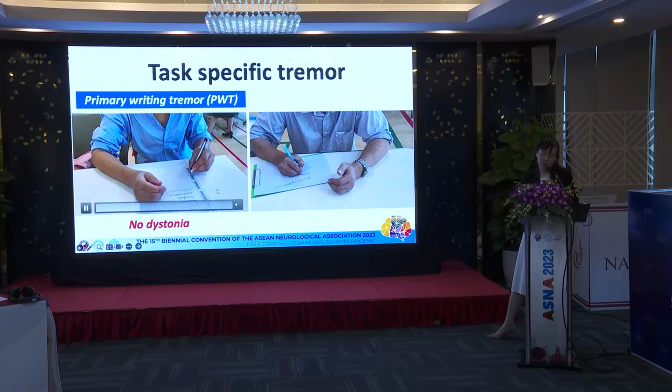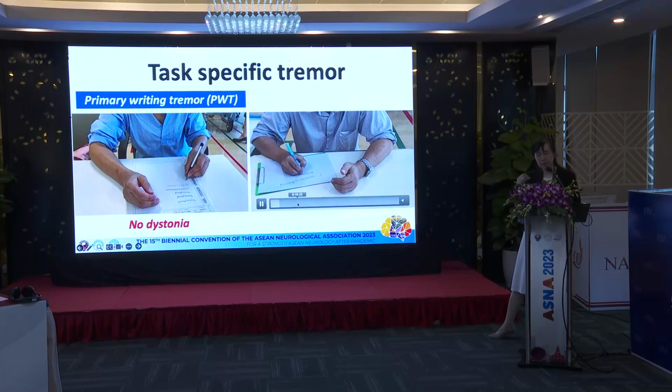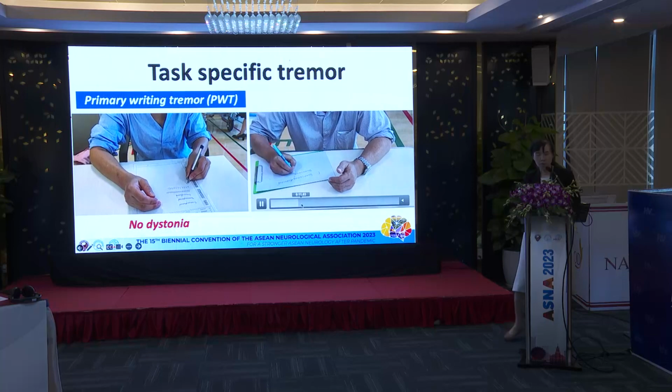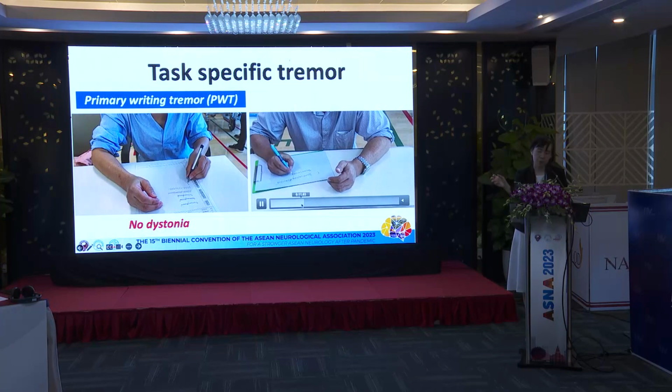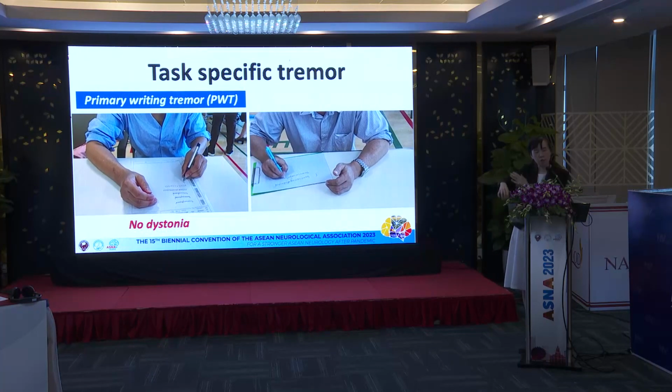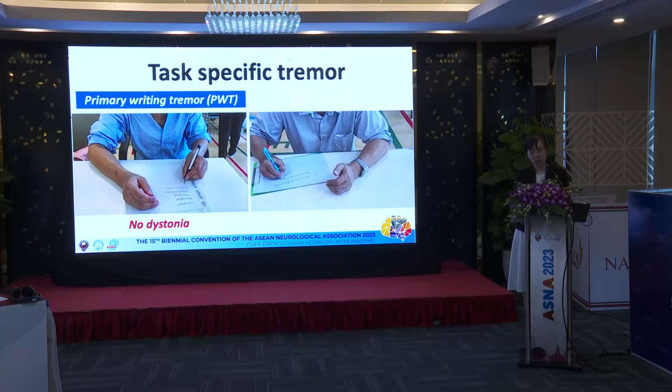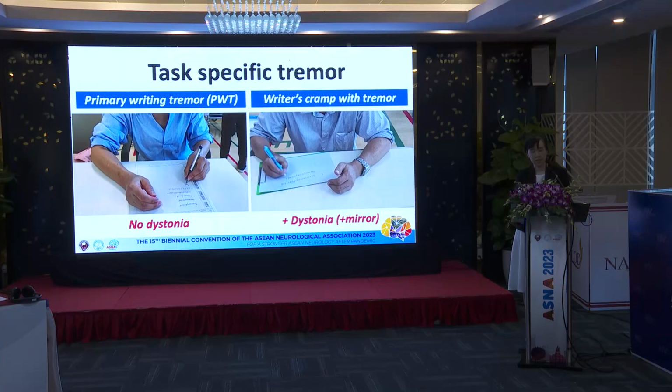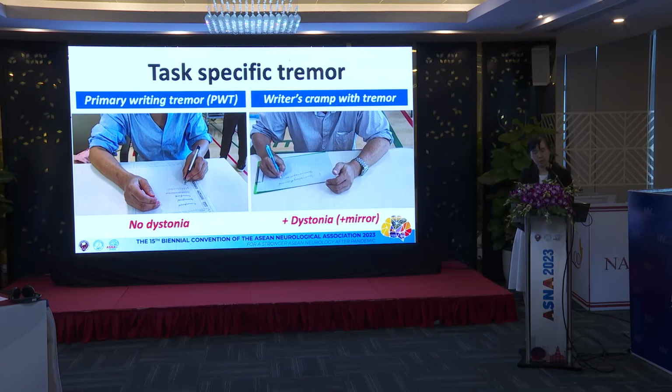While the patient here, you can see when he writes, he has tremor as well. But when he writes for a long time, he has an abnormal posture, especially extension of the wrist, and has an overflow to the proximal part. So this is in the category of writer's cramp with tremor.